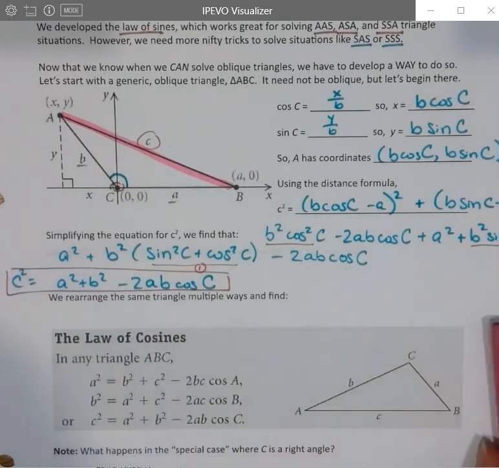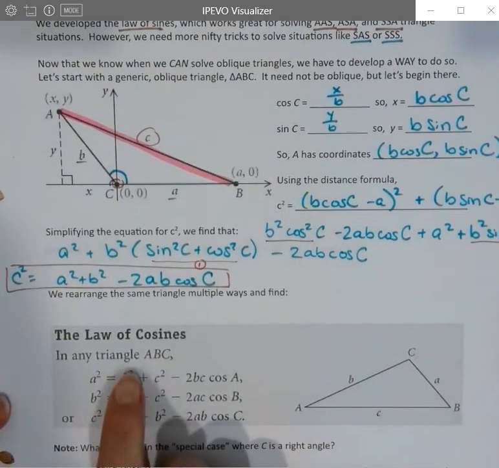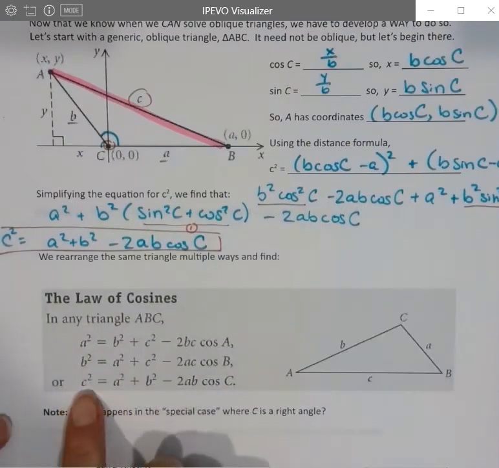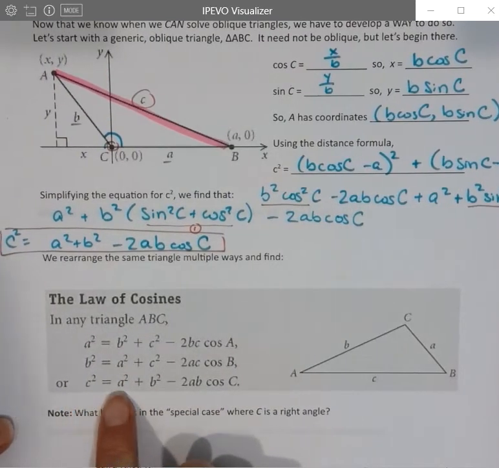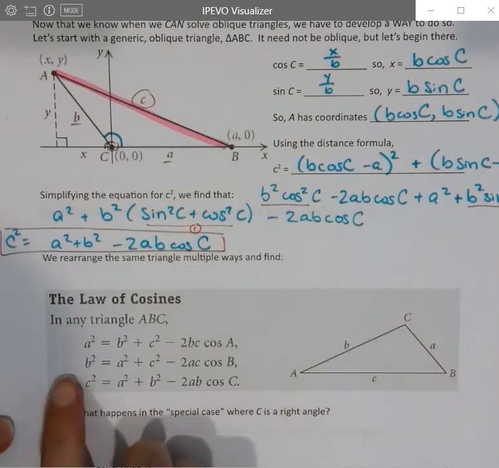Now, depending on how we rearrange this angle and drop hypotenuses down to make other right triangles, we can do this in any form. So the one that we found was the bottom one, c squared equals a squared plus b squared minus 2ab cosine C. It can be done in any form.